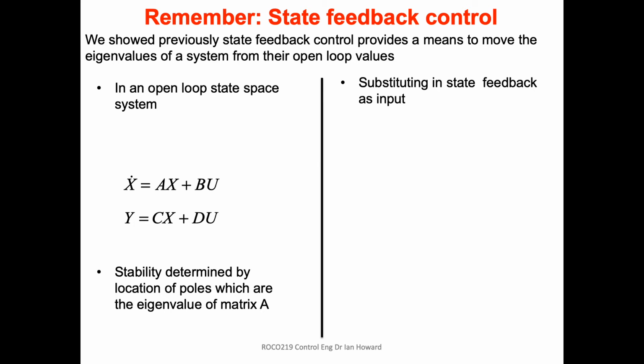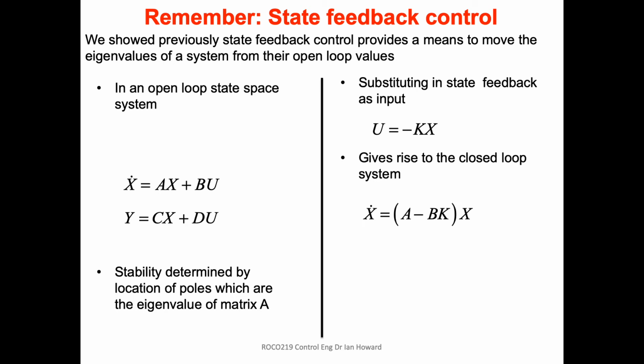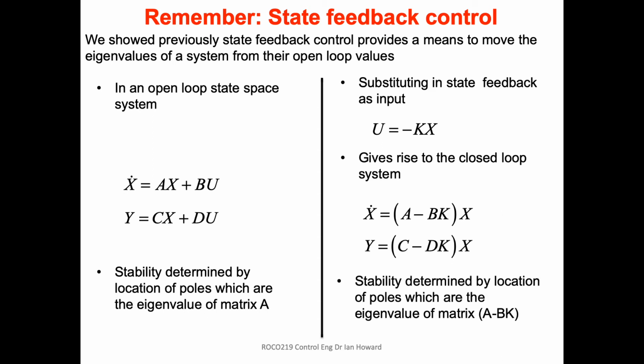When we use full state feedback control, we set u as minus Kx, and we can substitute that into these equations to get a slightly modified form, such that x dot equals (A minus BK) times x and y equals (C minus DK) times x. Now the stability of the closed loop, or state feedback control system, is determined by the eigenvalues of the matrix A minus BK.